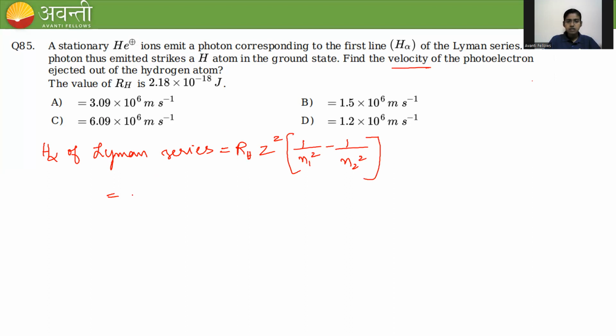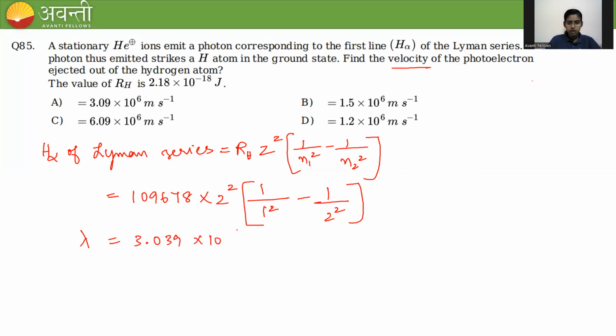And the Rydberg constant value is 109678 into Z. Z is the atomic number, and for helium it is 2. So 2 square divided by 1 by initial orbit is 1, so 1 square, and final is 2, so 2 square. Okay. So the lambda is coming out to be 3.039 into 10 power minus 6 centimeter. So lambda will be equal to 3.039 into 10 to the power minus 8 meter. So this is the lambda value.